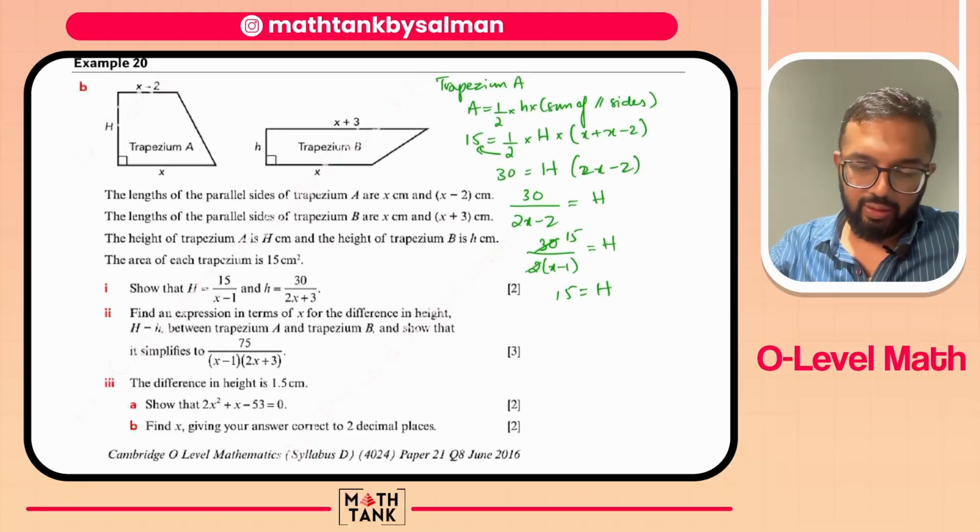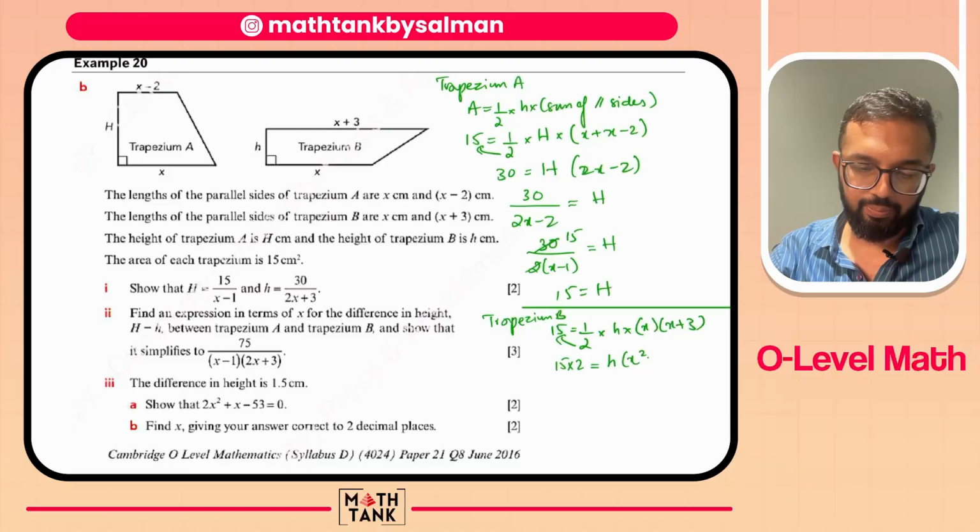Then let's do the same thing for trapezium B. I also have the area 15. Half times height times the sum of parallel sides. 15 times 2 is 30, equals h times the sum, x plus x plus 3. Sorry, this has to be a sum. That's 2x plus 3. So 30 over 2x plus 3 is equal to h.